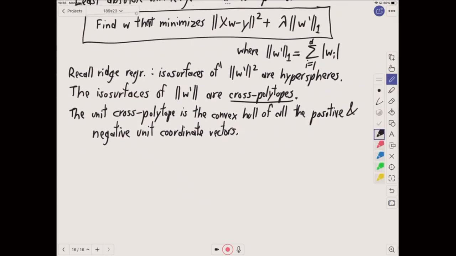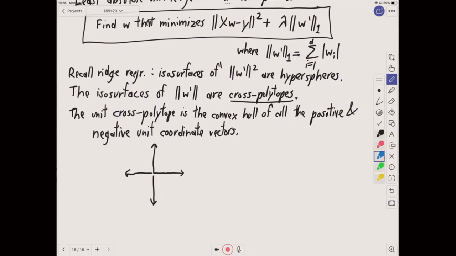Let me draw that so you can see what it means. So here, consider the two-dimensional case. Suppose we have a two-dimensional feature space, not counting the bias term. Those are the positive unit coordinate vectors. Here's the x direction, here's the y direction. These are both vectors of length 1 in those two directions. We're also going to throw in the negative ones. So one more in this direction, one more unit vector in this direction.